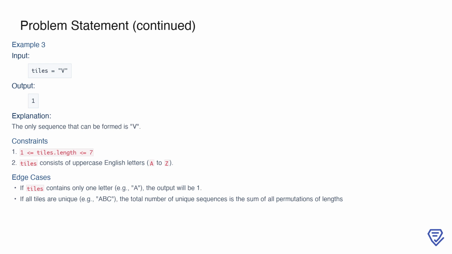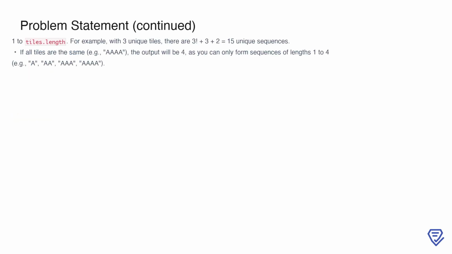To add more detail, let's look at the constraints. The length of the tile string will be between 1 and 7, and the tiles themselves will always be uppercase English letters. For edge cases, if the tiles contain only one type of letter, such as A, the output will be 1, because you can only form one sequence.